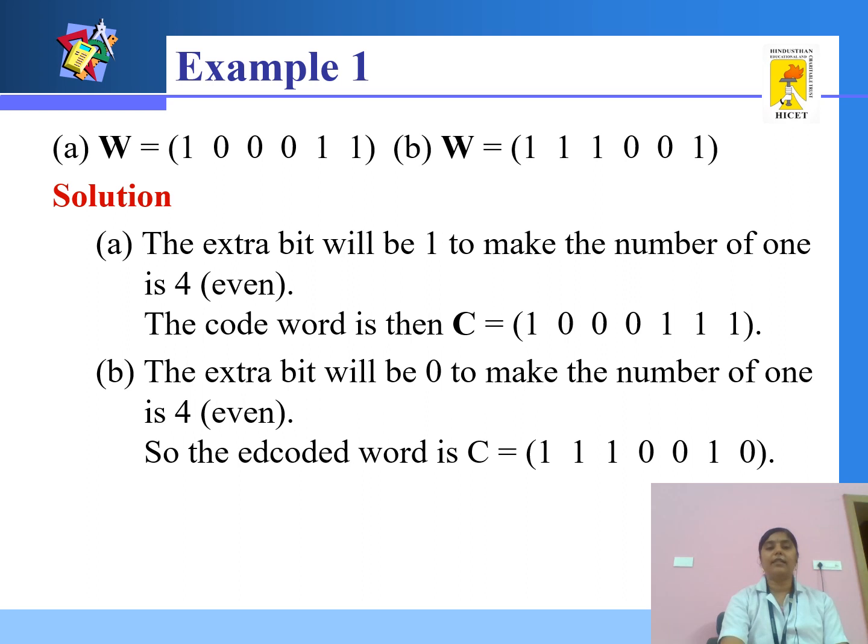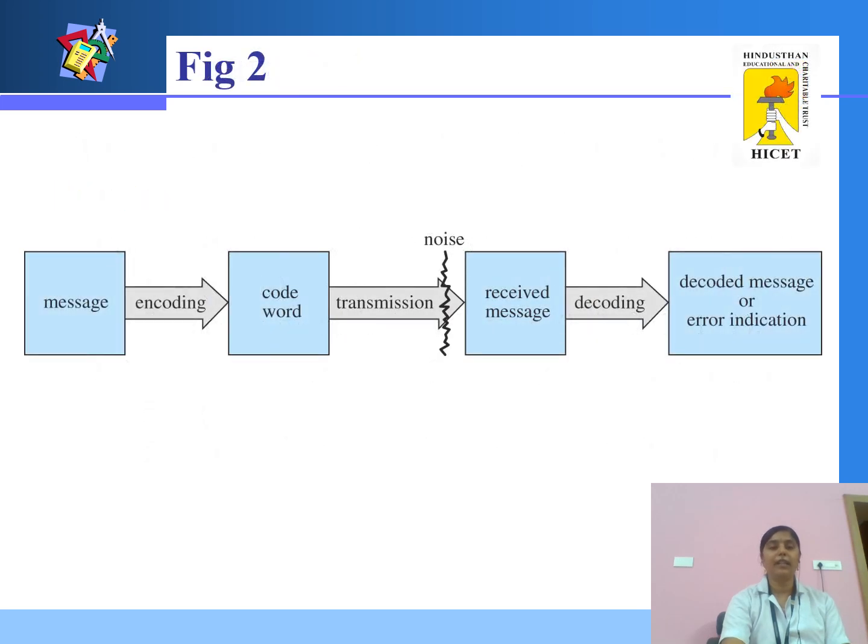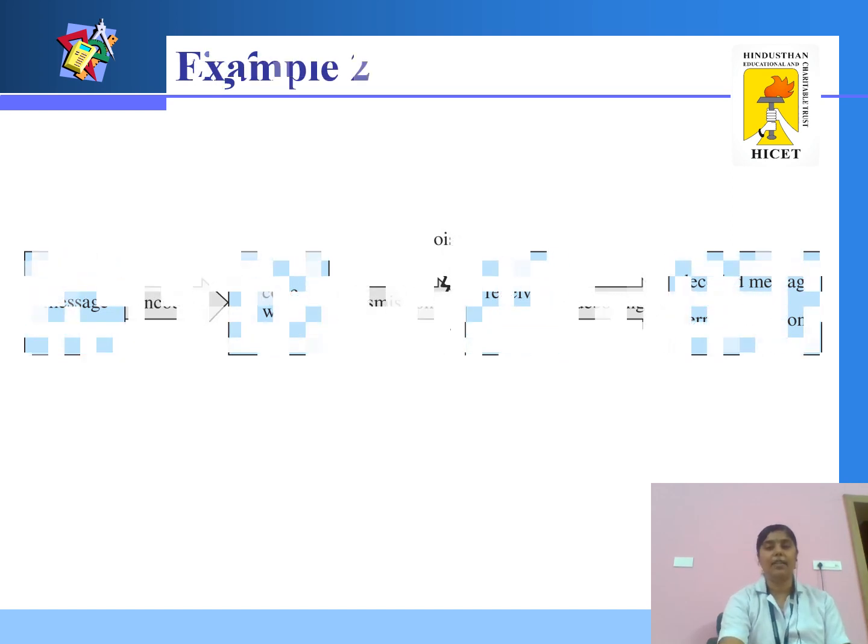We move on to the next subdivision. The extra bit will be 0 to make the number of 1s 4, that is even. So the encoded word is C equal to 1, 1, 1, 0, 0, 1, 0. That is, the message is encoded, that is a code word. Then transmission is applied, and we receive a message. Then decoding, after that the decoded message or error indication will be received.